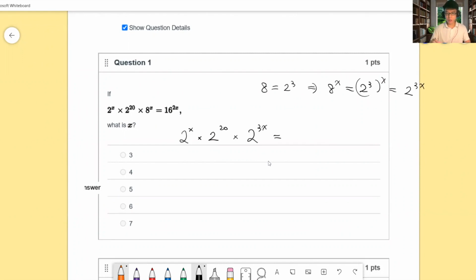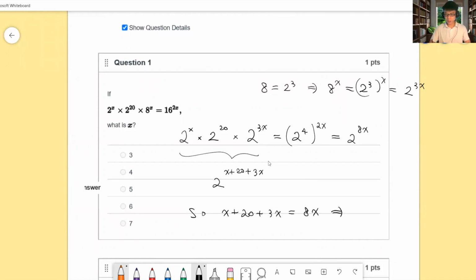On the right-hand side, we have 16 equals 2 to the 4th power. So this is equivalent to 2 to the 8x power. And on the left, that's totally equal to 2 to the power x plus 20 plus 3x. So we must have x plus 20 plus 3x equals 8x. From here, we have 20 equals 4x. In other words, x equals 5. So the answer here is 5.